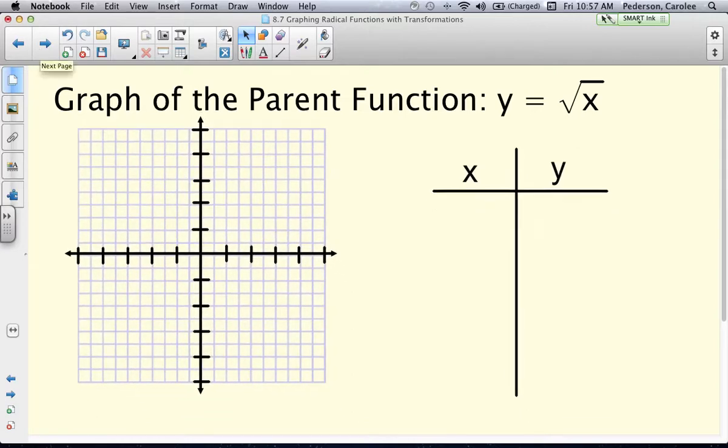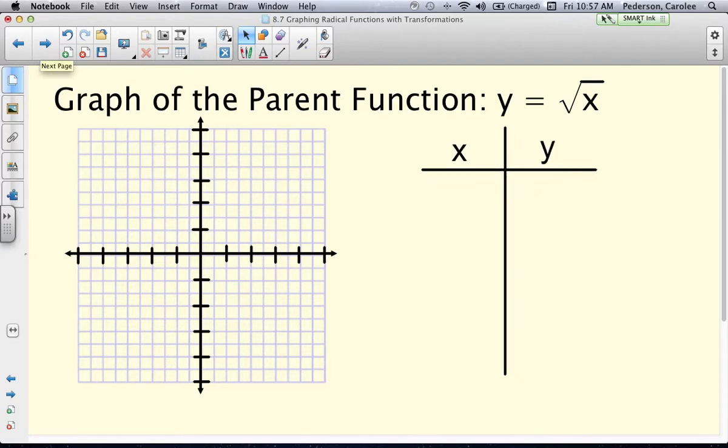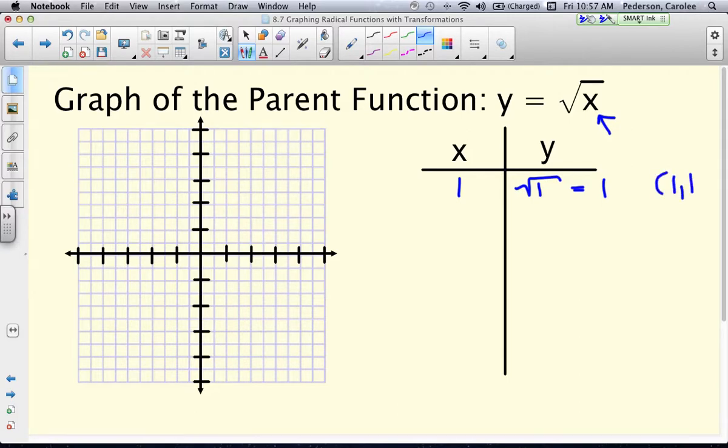So I'm going to just start off with graphing and finding some ordered pairs using an XY chart. So we're going to substitute different values in for x. I'm going to just start with the number 1. So my domain is 1. I'm substituting numbers in for x. So if I take my calculator and I enter in the square root of 1, I get 1. So then the ordered pair is (1, 1).